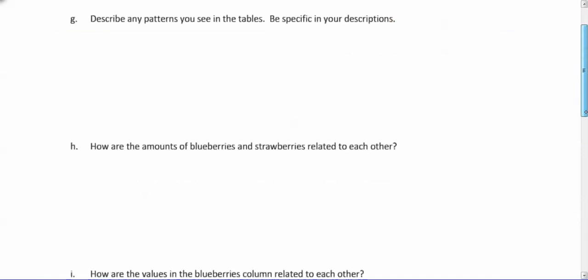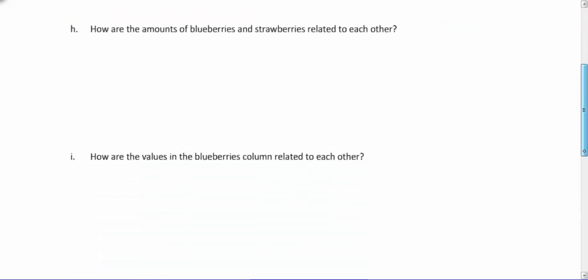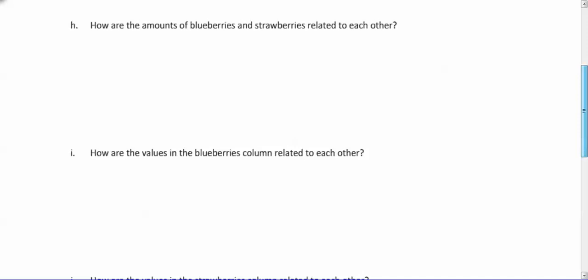We're not going to answer every question on this page because we kind of indirectly already talked about all of this. On the next page, it says, how are the amounts of blueberries and strawberries related to each other? The other day, we talked about multiplicative comparison statements, and that's where you say a certain amount is so many times another amount. And it could be a fraction, right? Because one amount's smaller than the other amount or whatever.